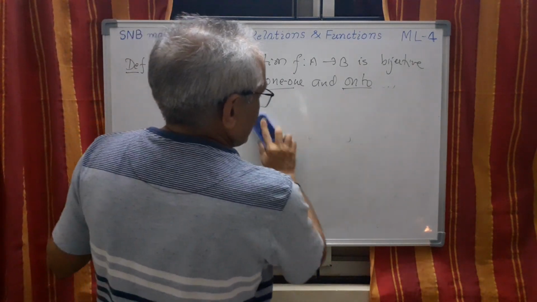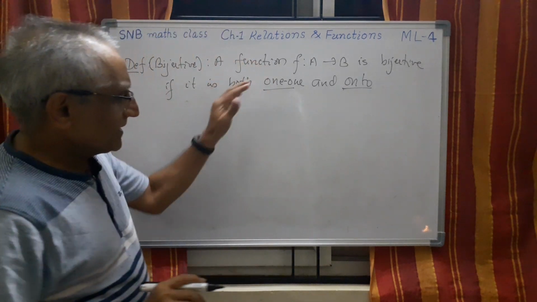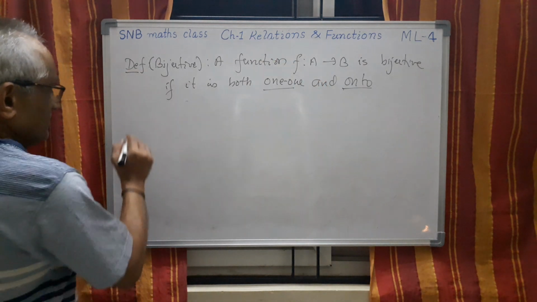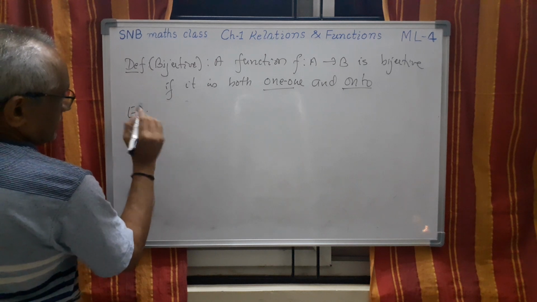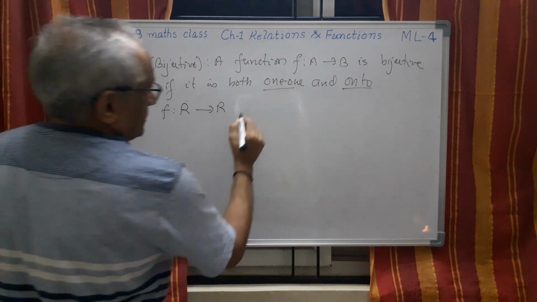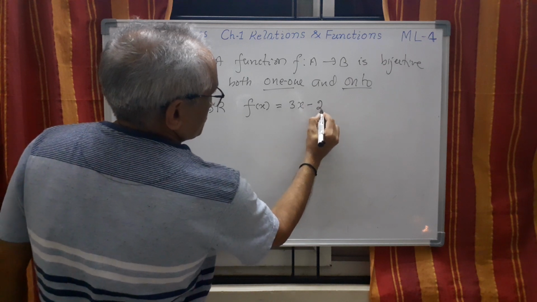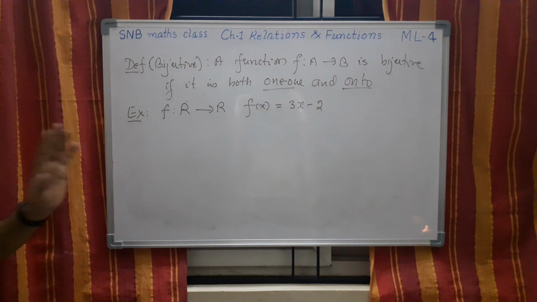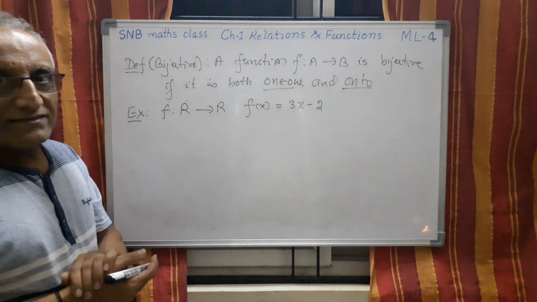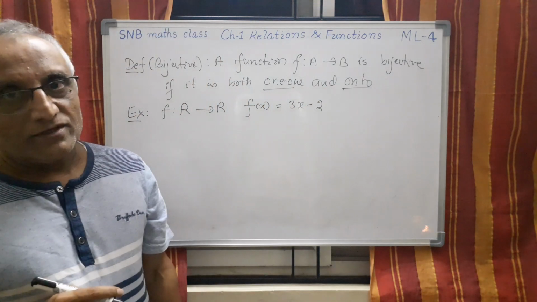Now, because we have already discussed a lot of questions on 1-1 and onto, I need not discuss again. Let me take a few examples of bijective functions. So first example: f is a function from R to R defined by f(x) = 3x - 2. So is it a bijective function? Suppose it is bijective, I have to show that it is 1-1 and onto. I have to prove it.